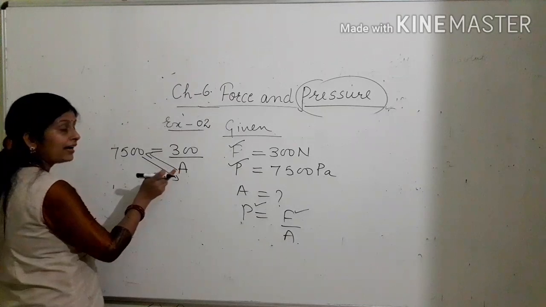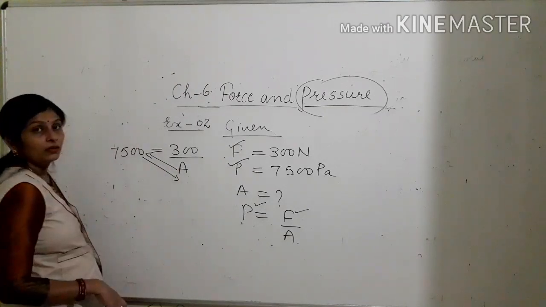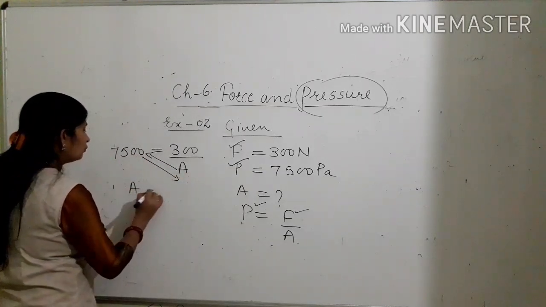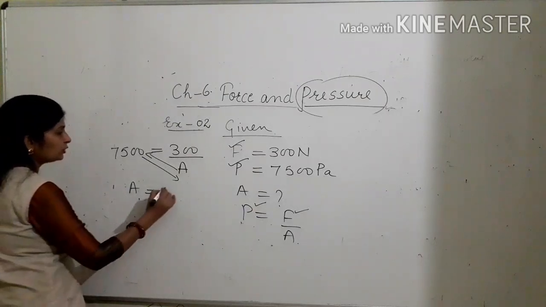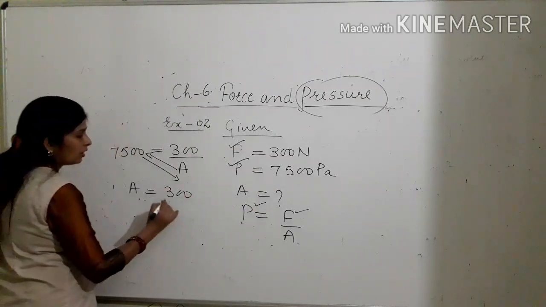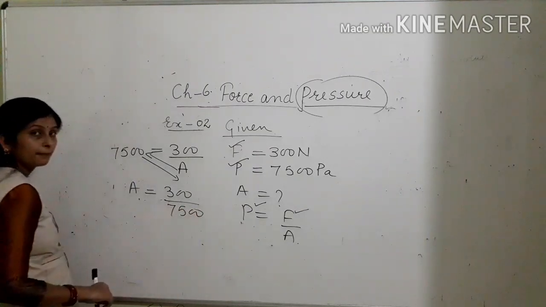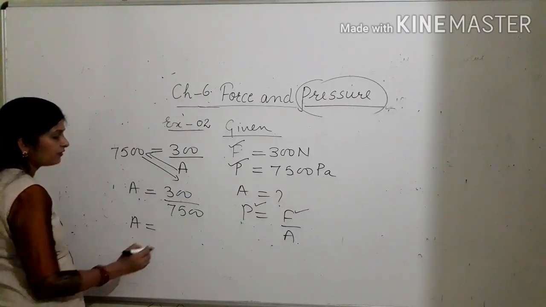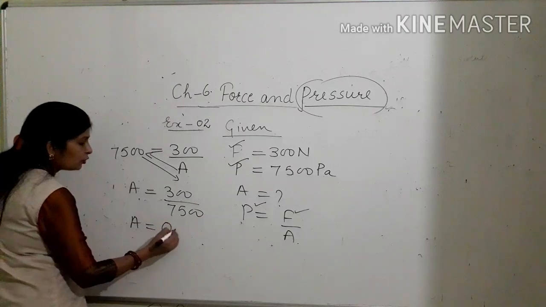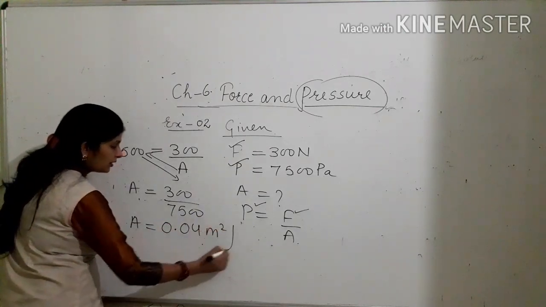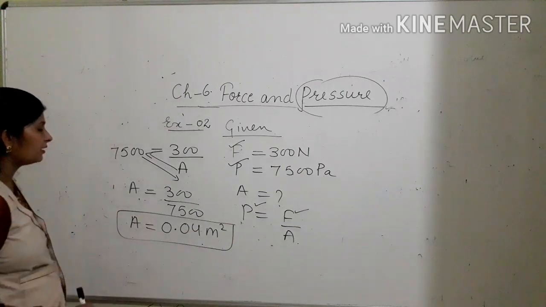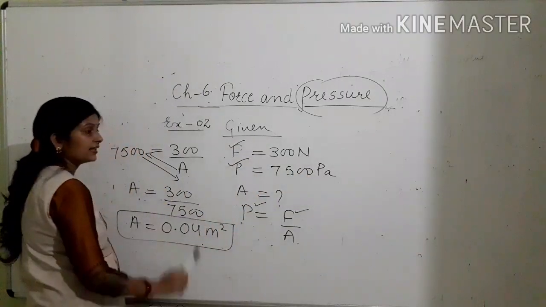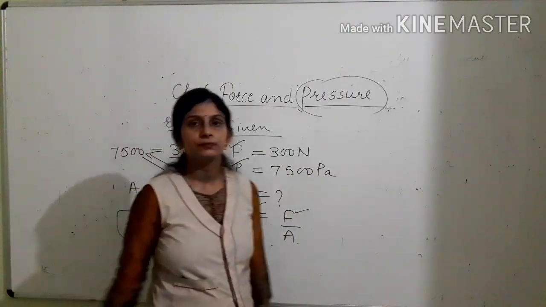So when we cross transfer these two, the denominator will become numerator and the numerator will become denominator. So we have the equation A is equal to 300 upon 7500. Divide 300 by 7500. We get 0.04 meter square. So what is the area here? 0.04 meter square. So this force is acted on this area to create this pressure.